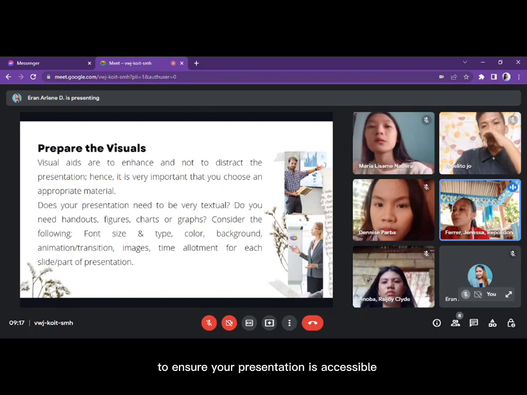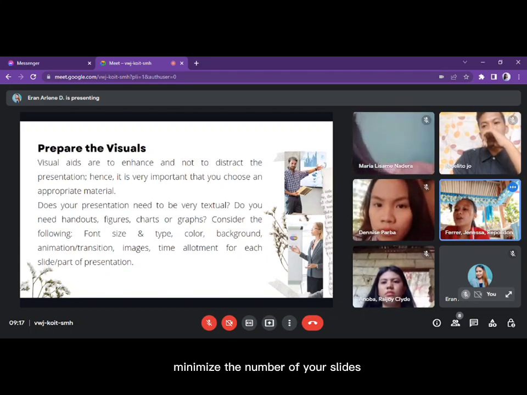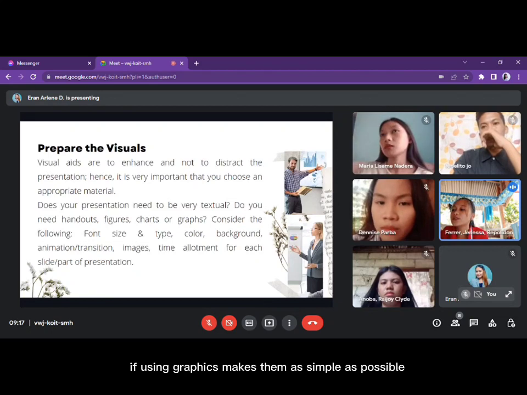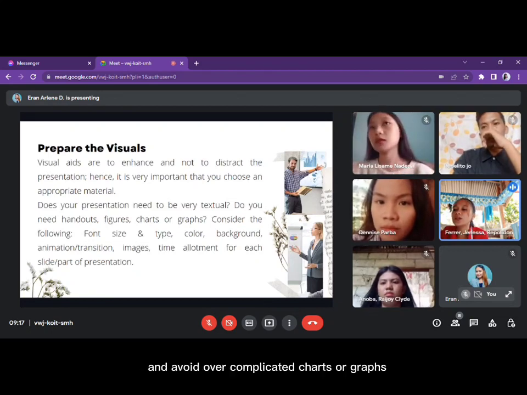To ensure your presentation is accessible, minimize the number of your slides, use high contrast colors and a large, clear font. If using graphics, make them as simple as possible and avoid overcomplicated charts or graphs.